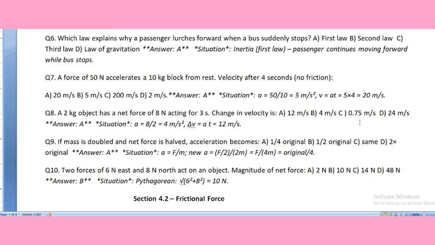12 meter per second. Choice B, 4 meter per second. Choice C, 0.75 meter per second.